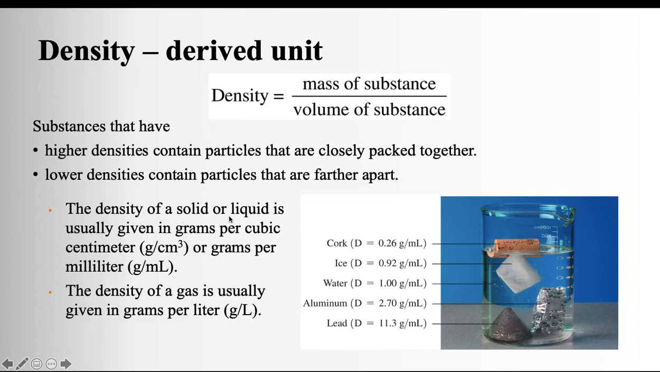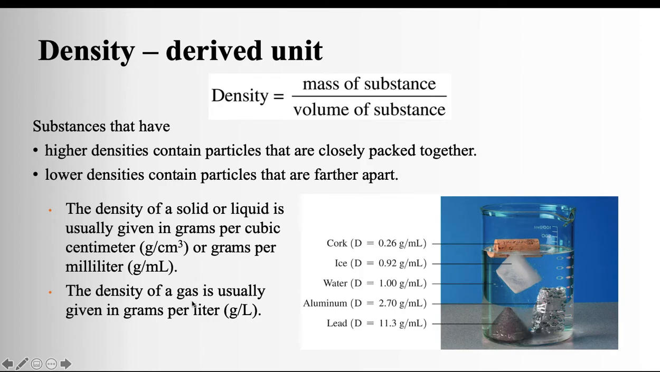Typically, we measure the density of a solid or liquid in grams per centimeter cubed or grams per milliliter. 1 centimeter cubed is the same as 1 milliliter. For those of you going into nursing, you should know this. 1 centimeter cubed is 1 milliliter. 1 decimeter cubed is 1 liter. However, we're going to be using both of these units to do calculations.